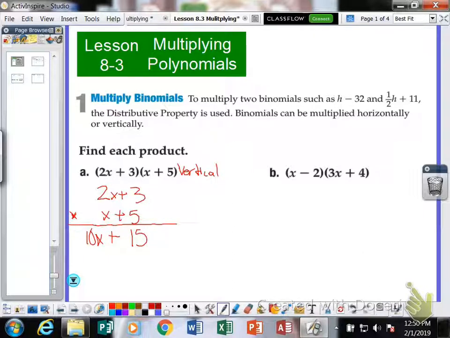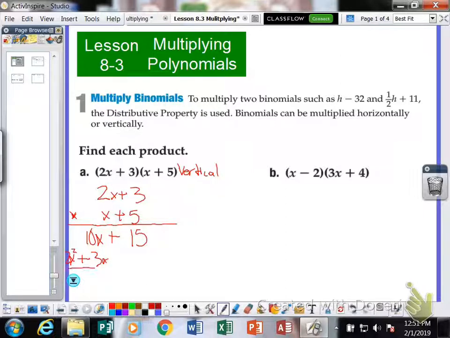Okay, now I'm going to multiply by x. So x times 3 is 3x. And x times 2x is 2x squared.